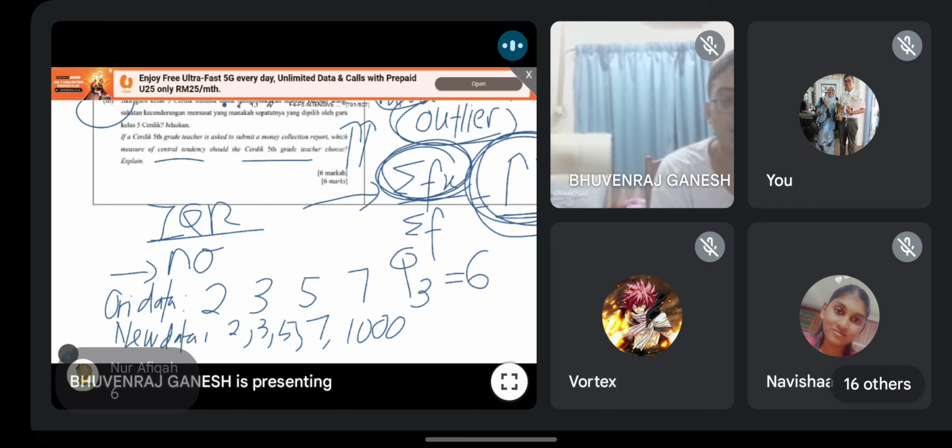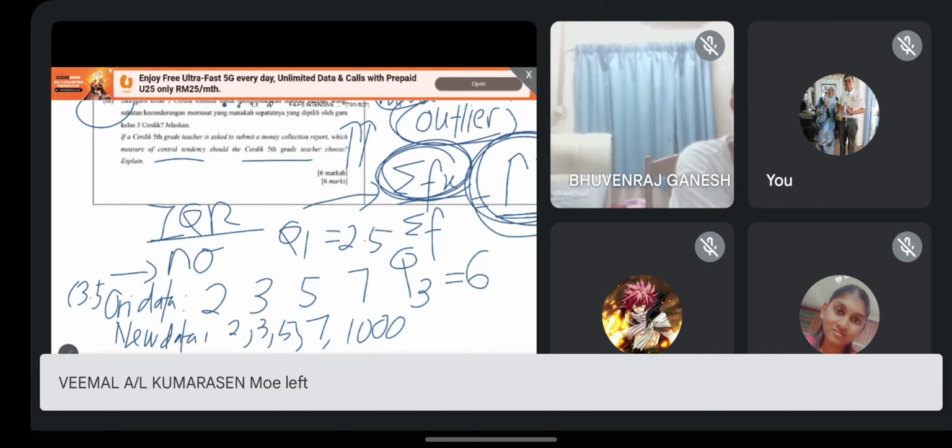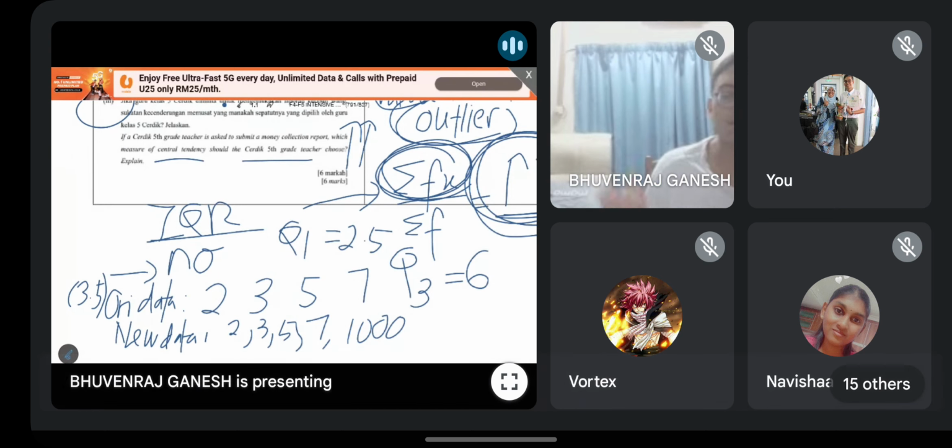Anyone don't know how to get 6? This one basic from Form 4. Asas. Okay, so if you know, what is Q1 for this one? Okay, very good. 2.5. So guys, apa IQR kat sini? You can count and prove to yourself. Yang ni kamu akan dapat 3.5. Okay, so now let us compare. Kita bandingkan IQR ni dengan new data to see whether affected or not.